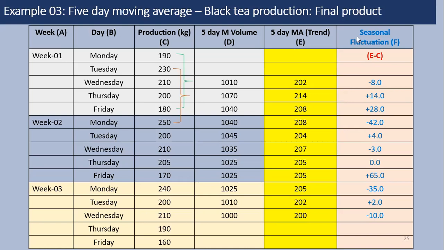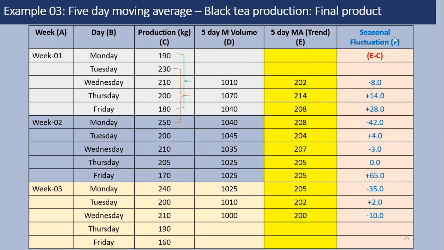Then we can calculate the seasonal fluctuations. Seasonal fluctuation is the difference of production. This is the average, but what is the actual behavior? We can get the data. Then how to get it? You can use the 5-day moving average data and subtract the actual production.